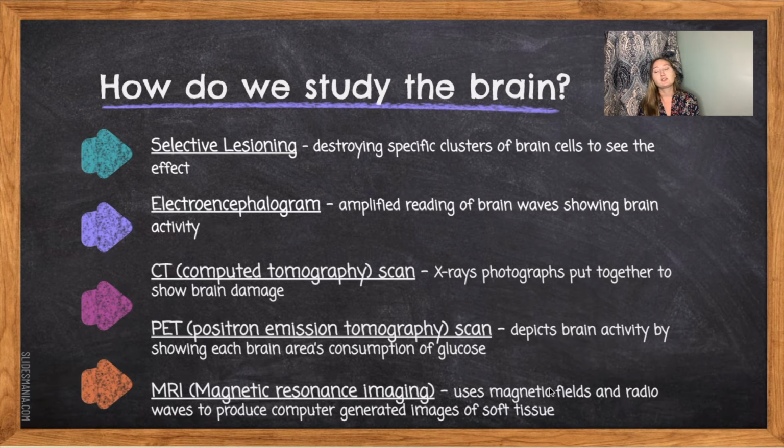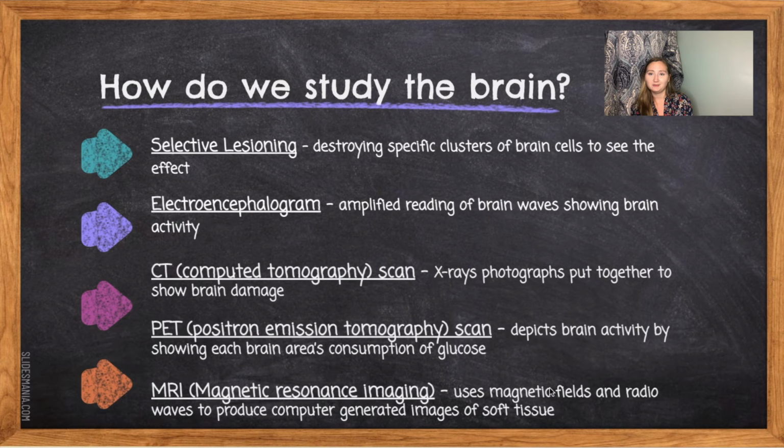Then we get the electroencephalogram. This is an amplified reading of brain waves that shows brain activity, right? And we have the CT scan, you've probably heard of that, or the CAT scan. This is computed tomography. These are X-ray photographs, and they put them together into a 3D image to show brain damage, or spots in the brain that are damaged, right?